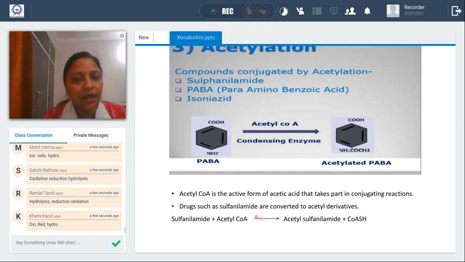Drugs such as sulfonamides are converted to acetyl derivatives. Sulfonamide plus acetyl coenzyme A converts into acetyl sulfanilamide plus coenzyme A.